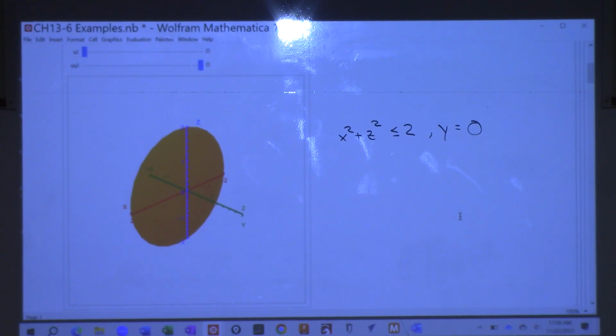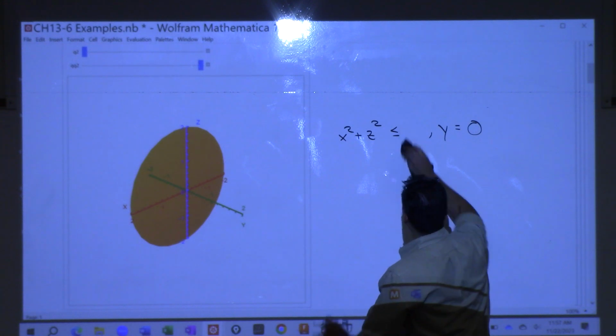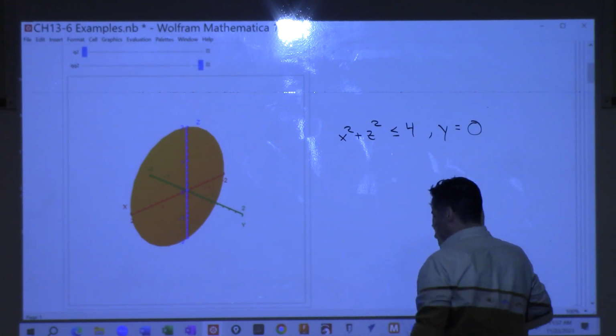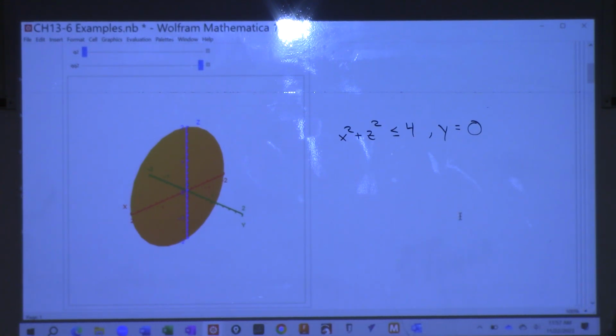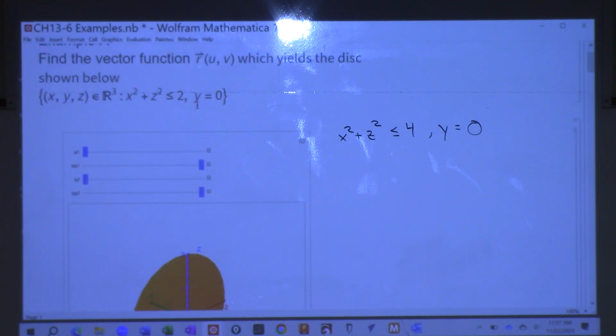have I never seen that typo before? What should that be? This should be what? Let's make this a 4. Sorry, make that a 4. I've never seen that typo before. I'm noticing a couple of typos lately.